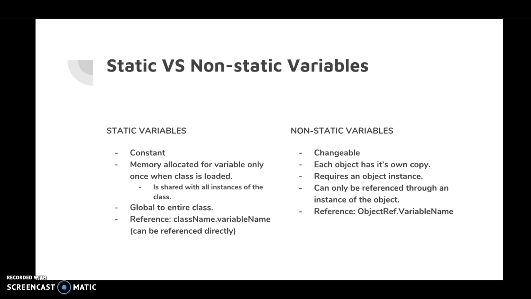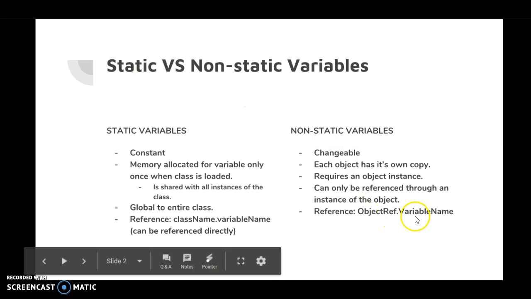A non-static variable is changeable. Each object has its own copy of the non-static variable, and that requires that an object instance exist. A variable can only be referenced through an instance of the object. As you can see here, you have an object reference dot variable name.